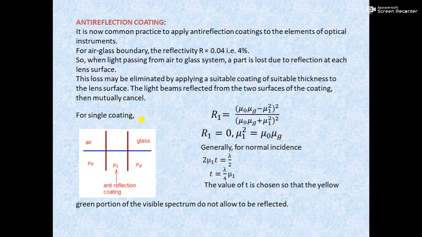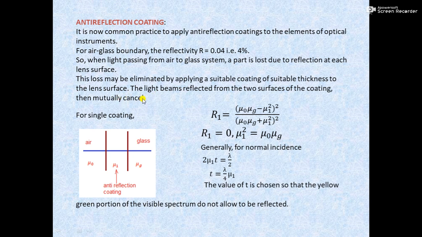It is now common practice to apply anti-reflection coatings to the elements of optical instruments. On camera lenses, such coatings produce a decrease in the haziness caused by stray internally scattered light, as well as an increase in image brightness. So anti-reflection coating is another application of this type of interferometer.